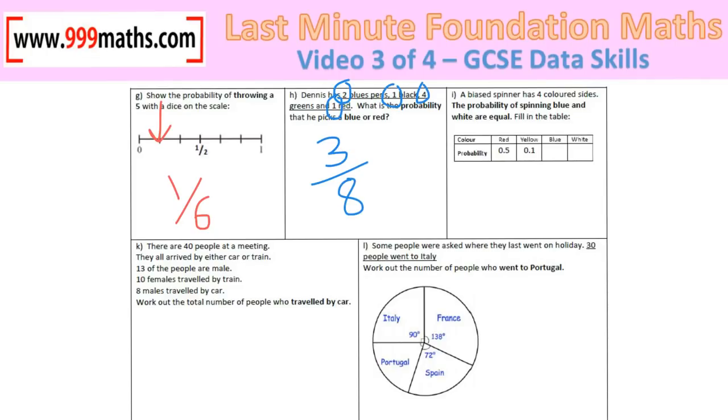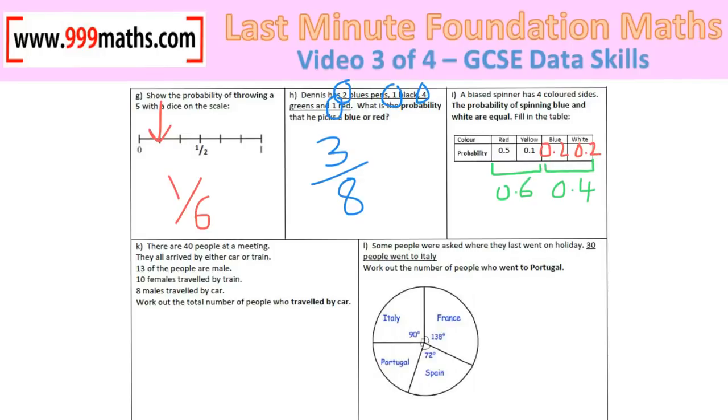Probability tables, these always add up to 1. At the moment, the 2 values we've got add up to 0.6, which means the other 2 values must add up to 0.4. It tells me in the question that the values are equal for blue and white, so I can half 0.4 to give me 0.2 in each.